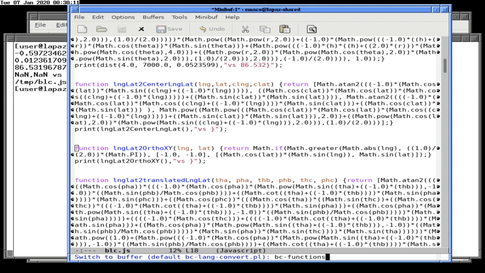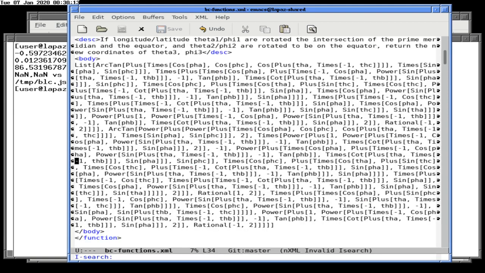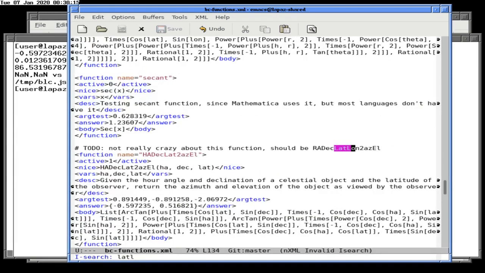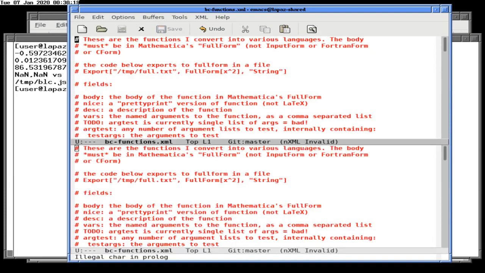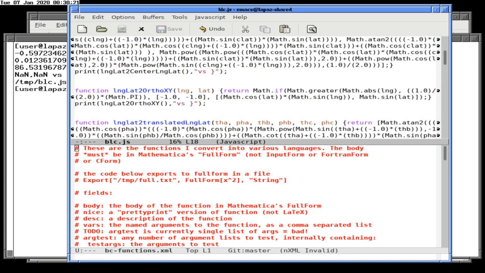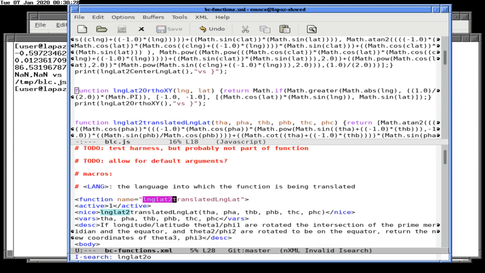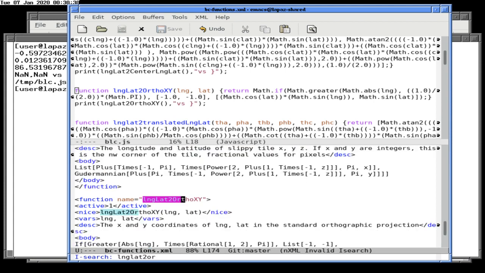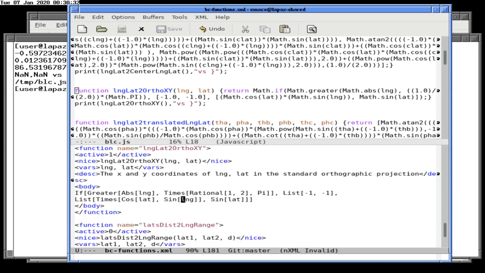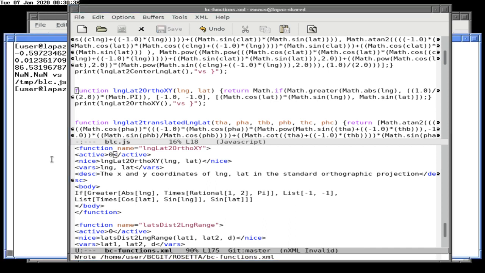BC functions.xml, lat lung to ortho, wait. Lung lat to ortho, and I guess this does have an if condition in it. So temporarily, we will deactivate this one as well. Maybe that's why I didn't want to be dealing with this. All right, let's try it one more time.